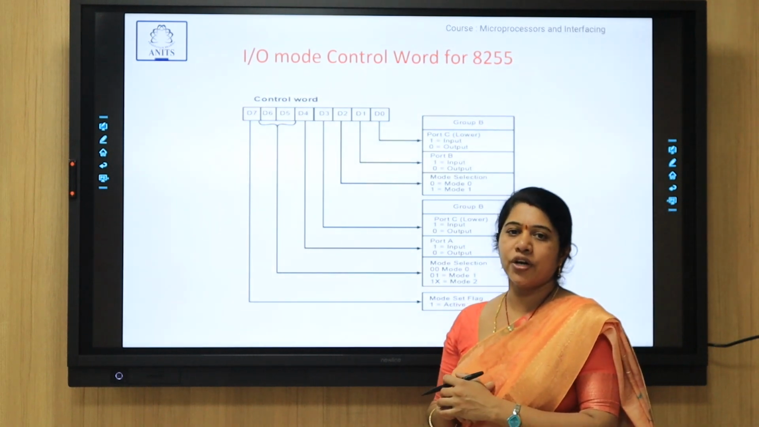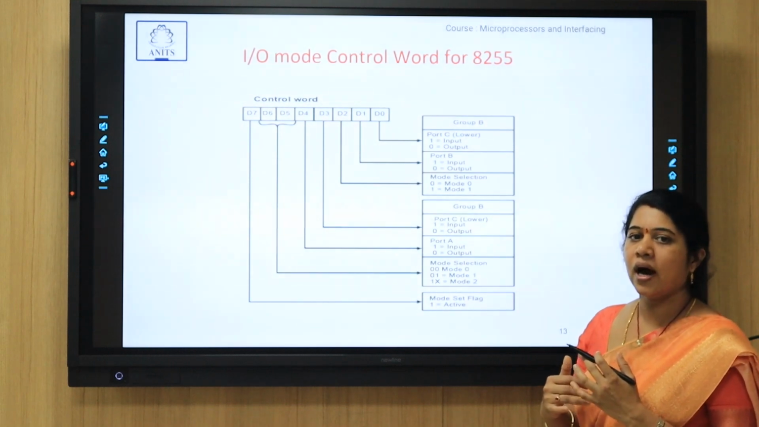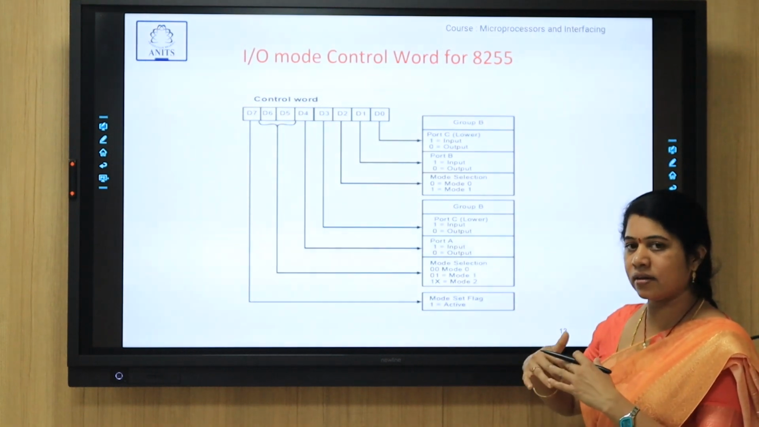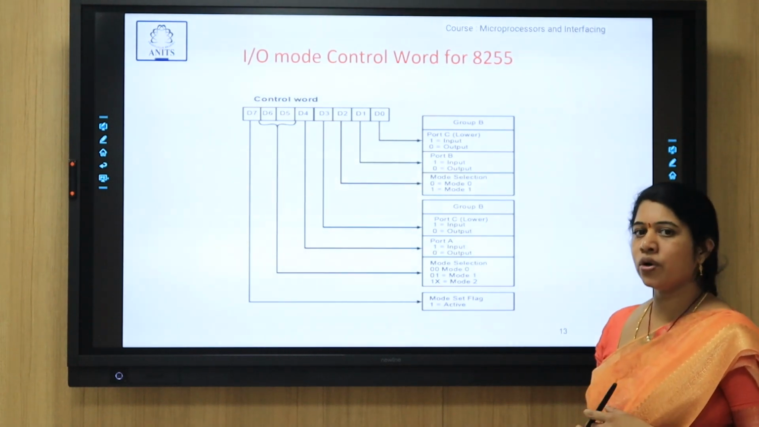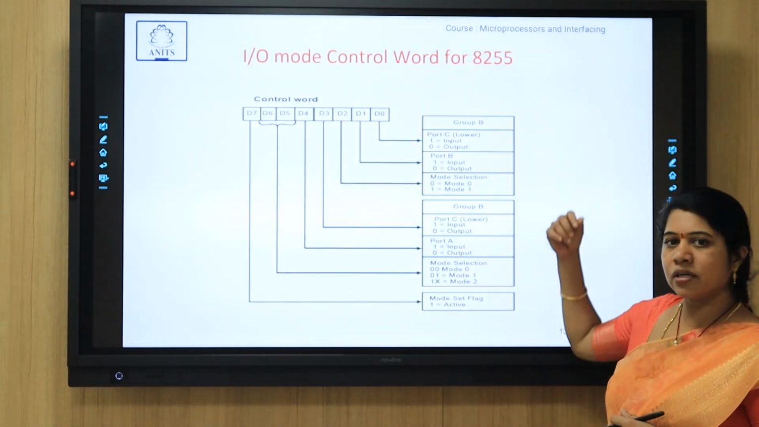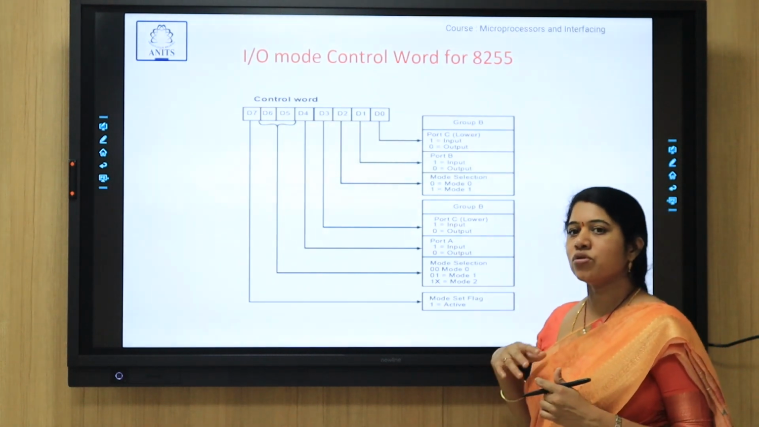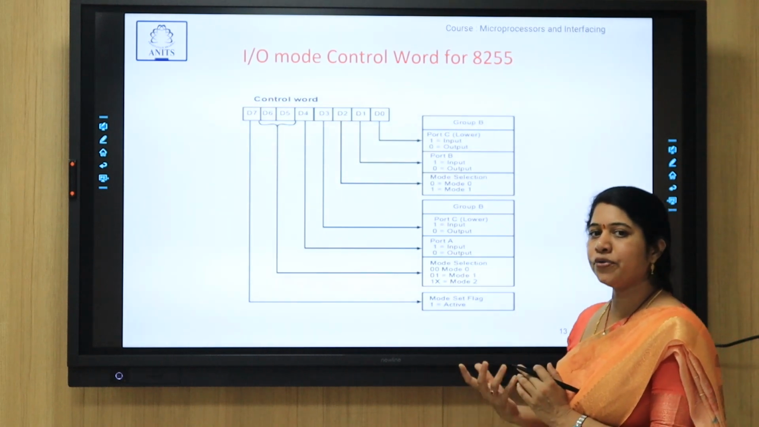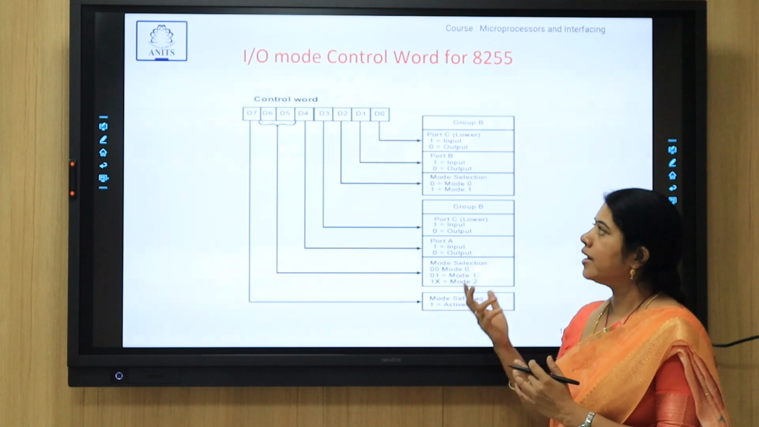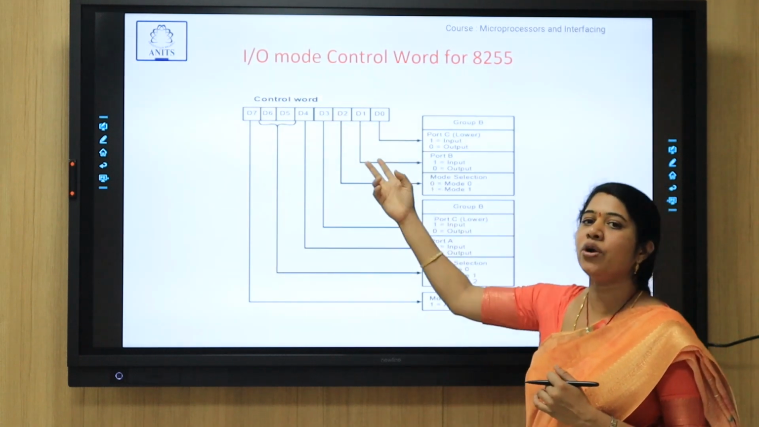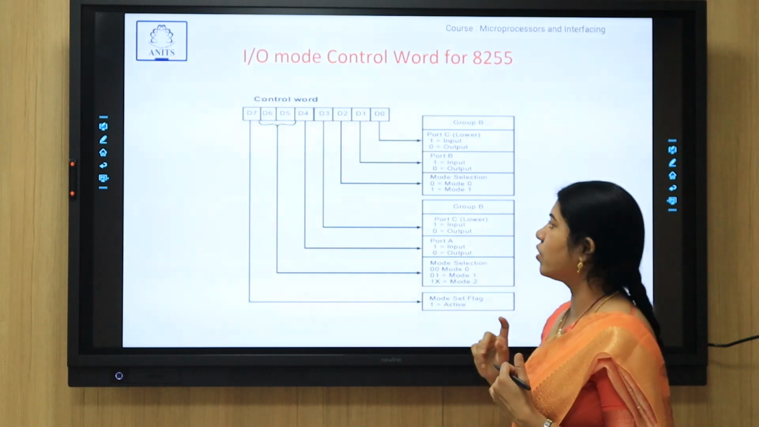Coming to the control word of 8255. Yes, these three modes, mode 0, mode 1, mode 2, are under the IO modes of 8255. So in the IO mode, we can operate the 8255 in three modes: mode 0, mode 1 and mode 2. In order to operate the 8255 in mode 0, mode 1 or mode 2, we have to write a control word in the control word register. Let us see the control word.